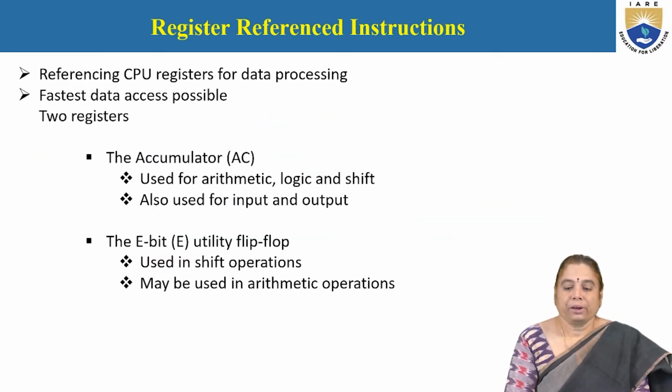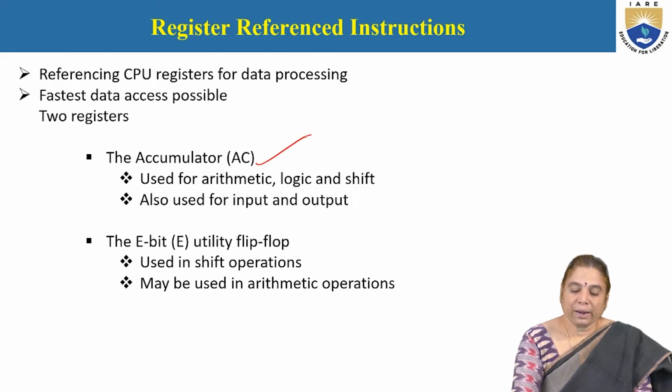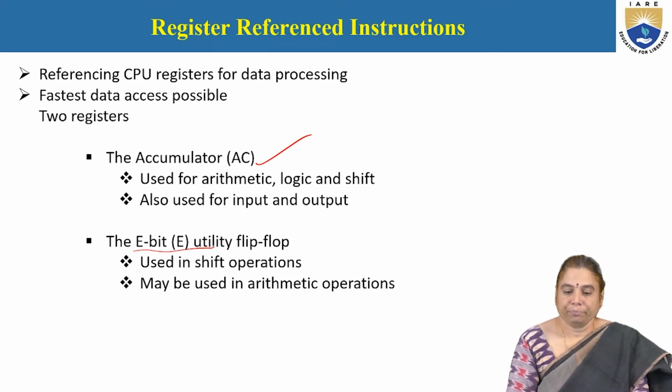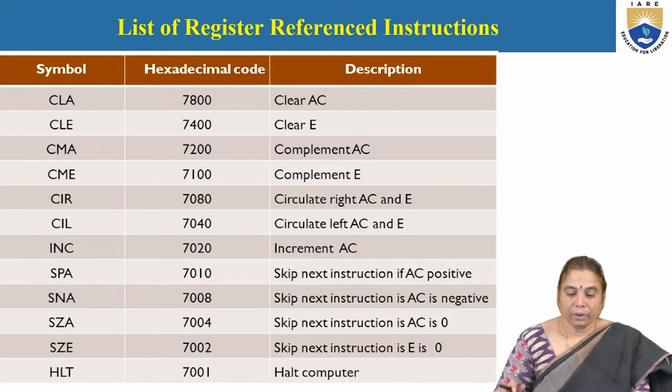What are the register reference instructions? Referencing the CPU registers for data processing is performed in the register reference instructions. Generally, 2 registers are used in this type of instruction. One is the accumulator, the second one is the flip-flop, that is the E-bit flip-flop. And here is the list of register reference instructions.